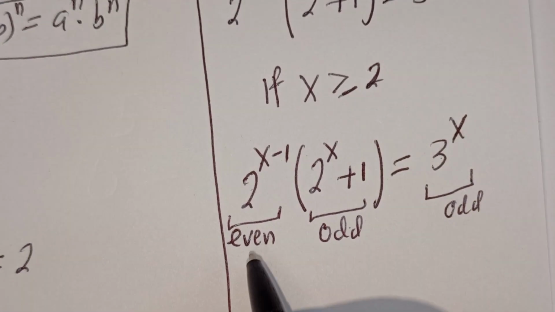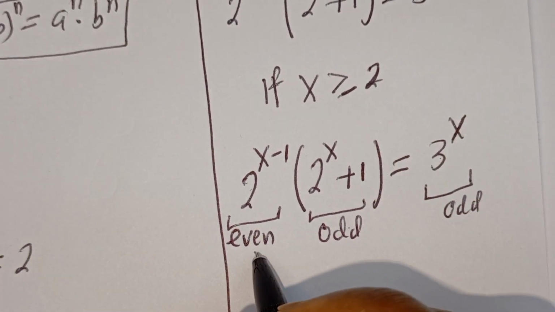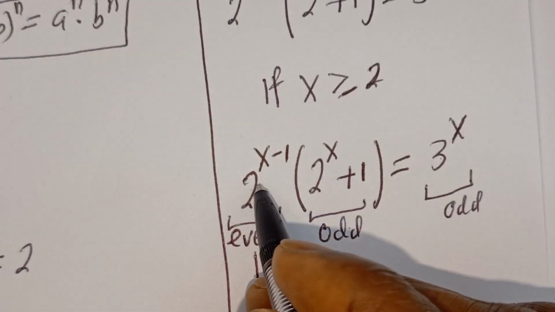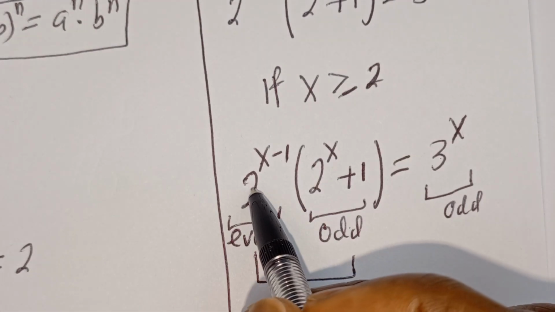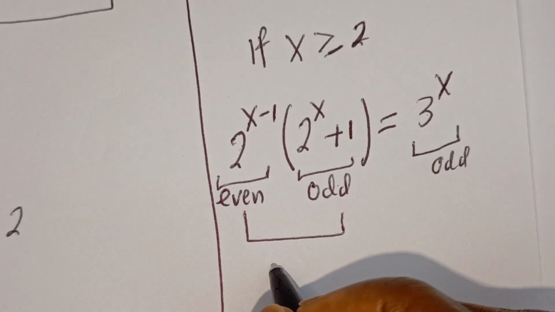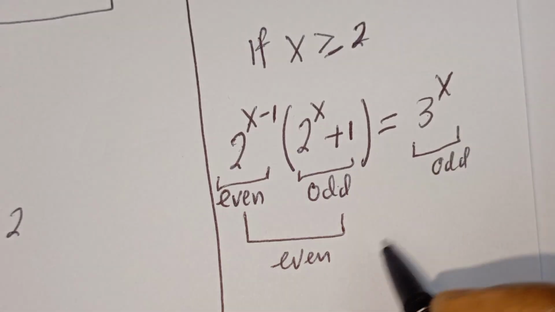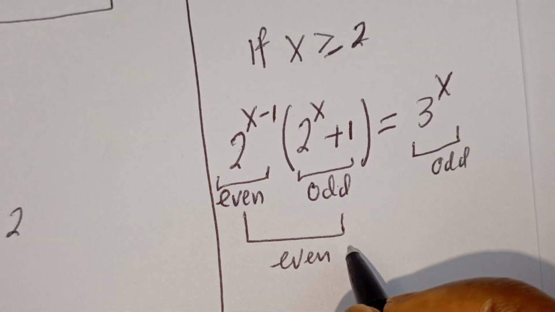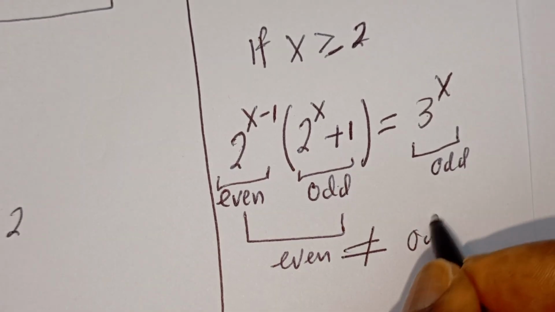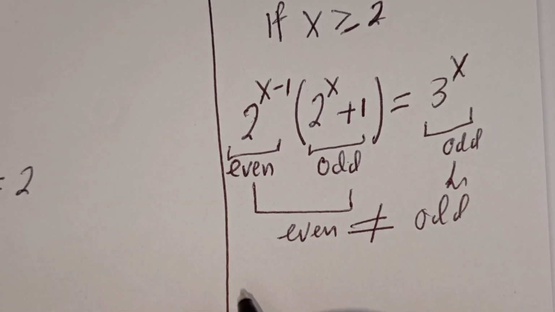Now let's see what we get if you multiply even and odd. If you multiply this with this, here is 2 multiplied by 5, that is 10. It's going to be even. And this is odd, so since it's even, it's not equal to this odd. Therefore, we conclude that there is no solution.